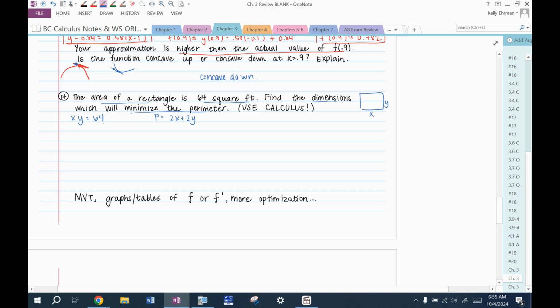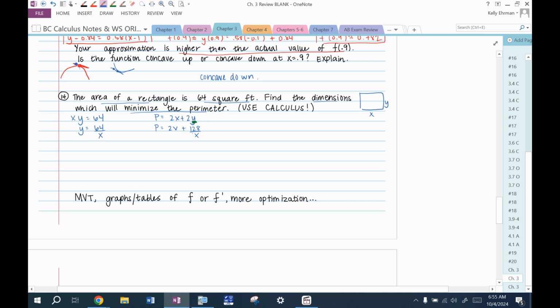And remember, once we get these two equations, you solve the number equation for one of the variables. I usually solve it for y, so that I can sub that in for the y in the equation that we're trying to optimize, minimize, or maximize. So I want to make this P equals 2x plus 2 times 64 over x.